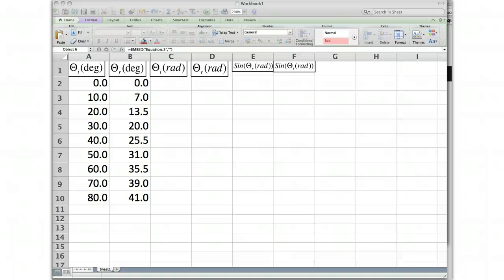This is how you can analyze the data that you collected from the refraction experiment, where you shone a ray of light to the flat side of a cylindrical lens, and measured the incident angle and the refraction angle.